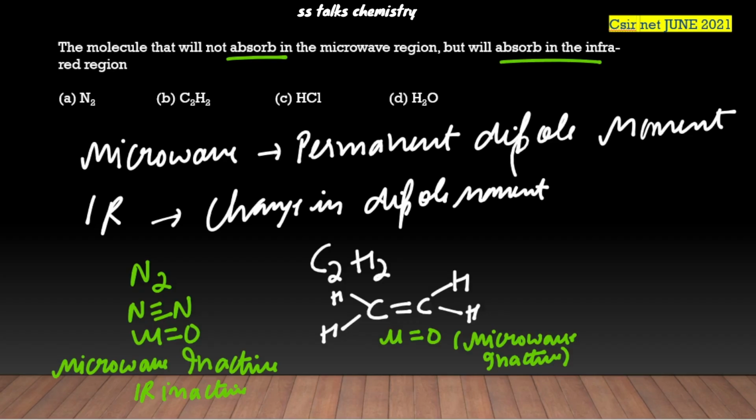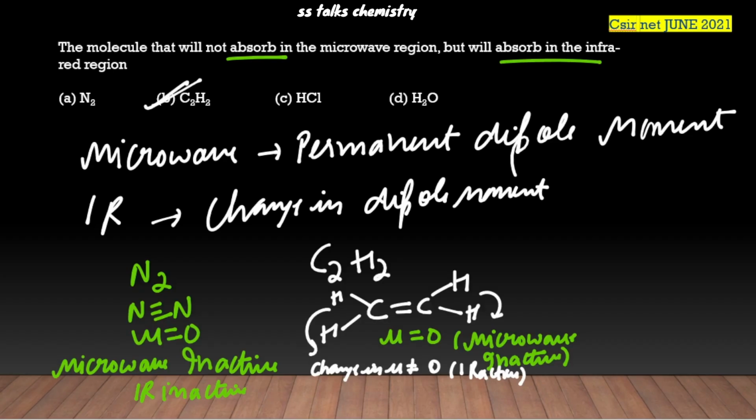So if I do the bending modes, you can consider it like this. If you bend it, the change in the dipole moment is not 0. Change in mu is not 0 in the bending mode, so it is IR active, right? So the answer is going to be option B only, but let's check the remaining ones also.